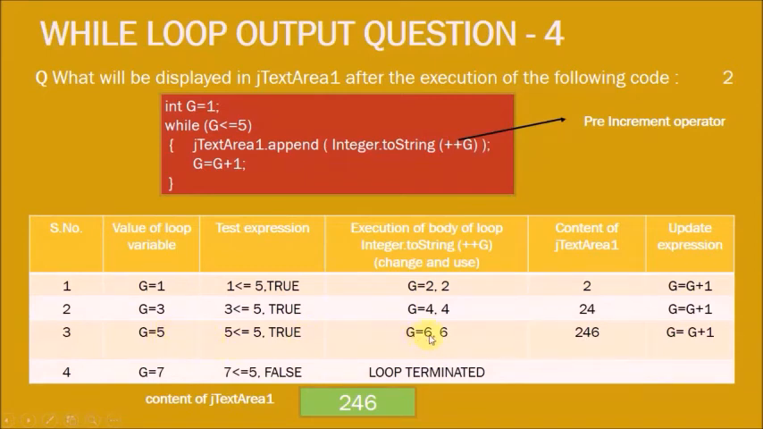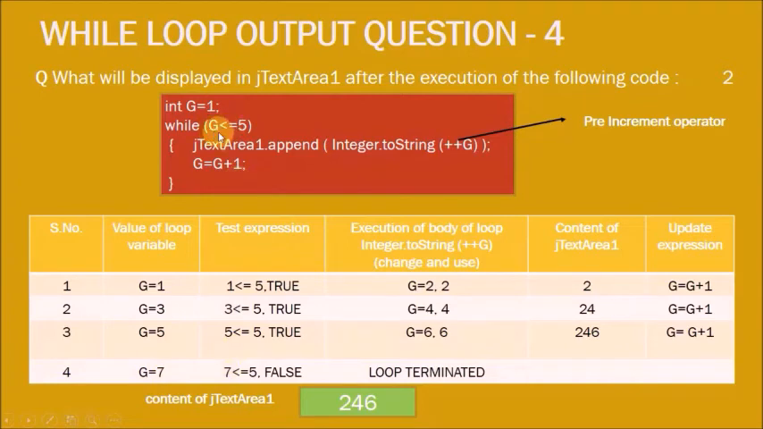It will now become 6, and 6 will be appended to JTextArea1. Now the content of JTextArea1 were 2, 4, and after appending 6, it will become 2, 4, 6. And then we will go to the update expression, that is the value of g is incremented by 1. So g was 6 in the previous step, so now it will become 7. So for the next iteration, the value of g is 7.